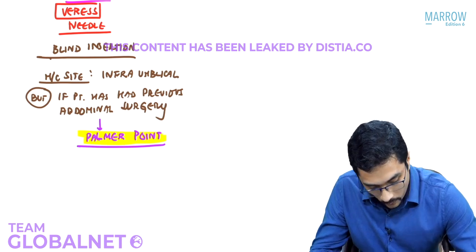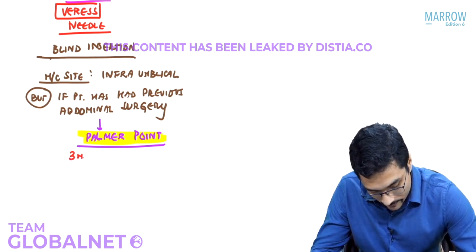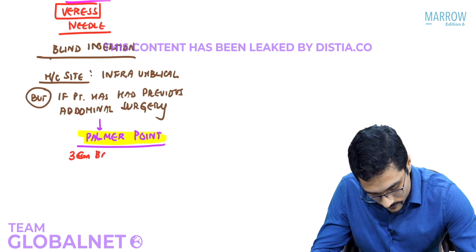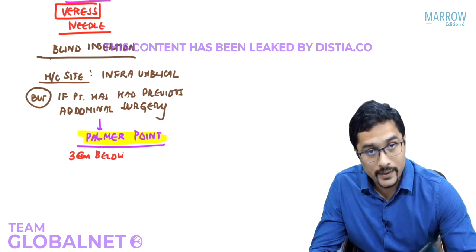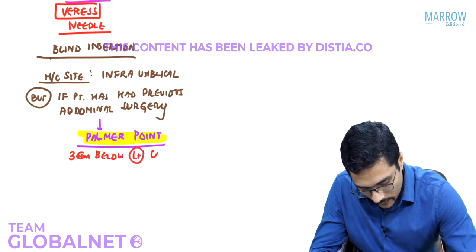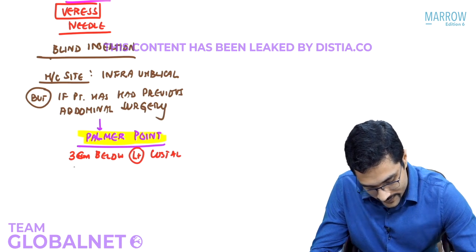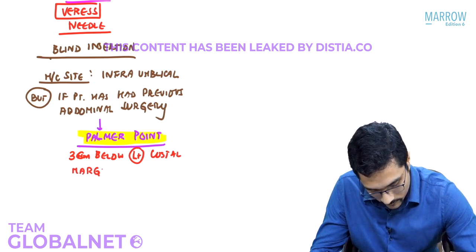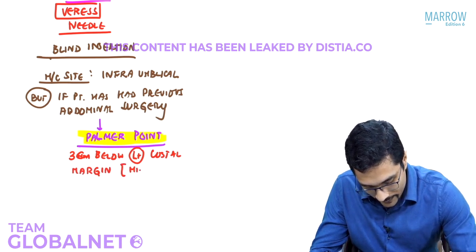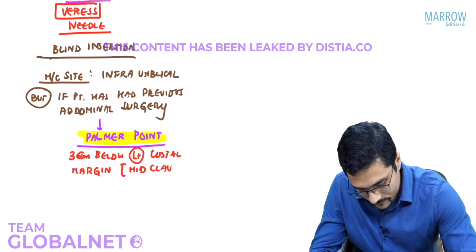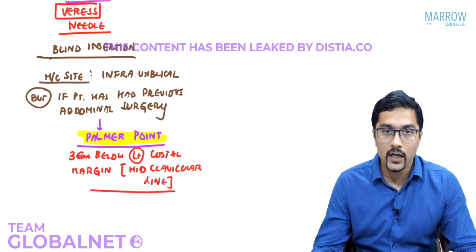So Palmer's point is 3 centimeters below the left costal margin. In which line? In the mid-clavicular line. In the mid-clavicular line, 3 centimeters below the costal margin.